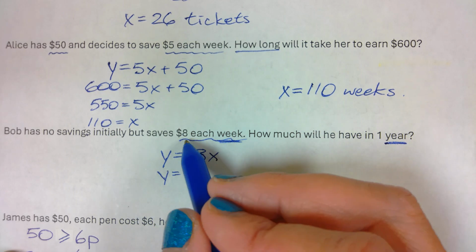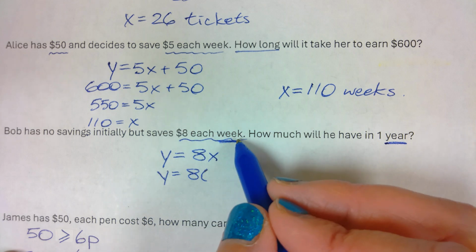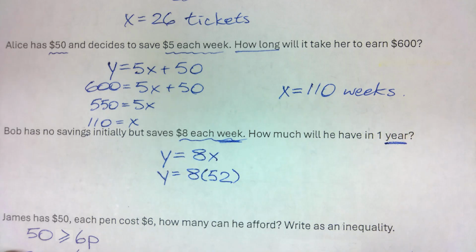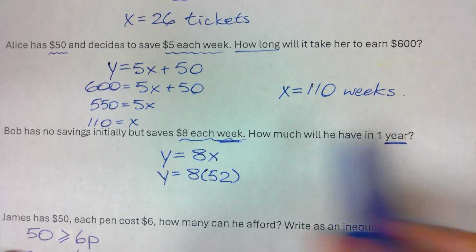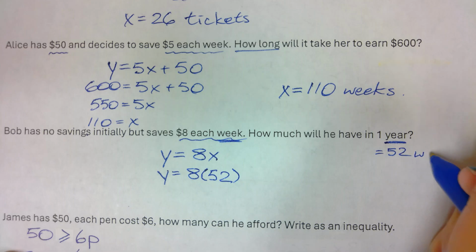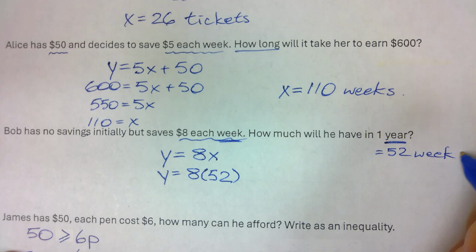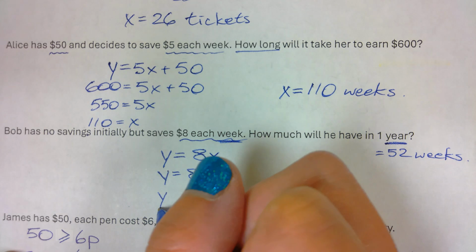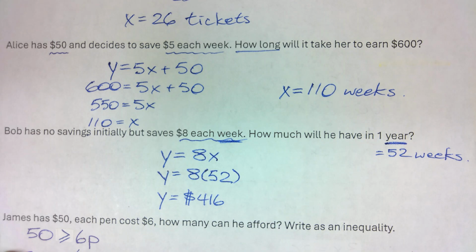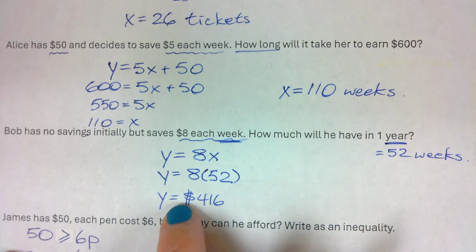So since it's $8 for each week, there's 52 weeks in a year. The units have to match. So 1 year equals 52 weeks. So now my units match. So y equals $416. Right? Don't forget your unit with the dollar sign.